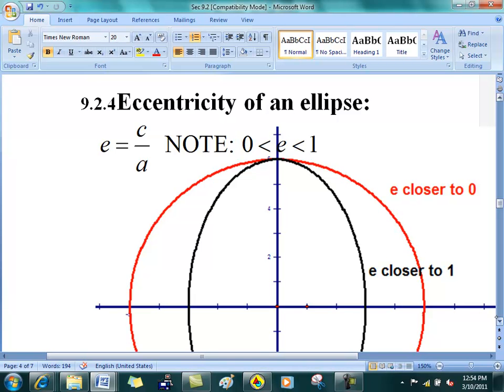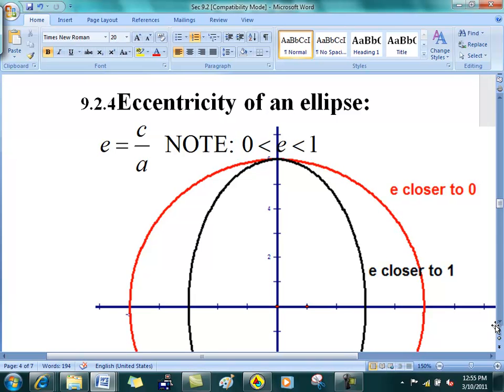What's that end called? Vertex, not foci. Okay, foci she already told us. That's C. So the distance from the center to the focus is C. The distance from the center to the vertex is A.